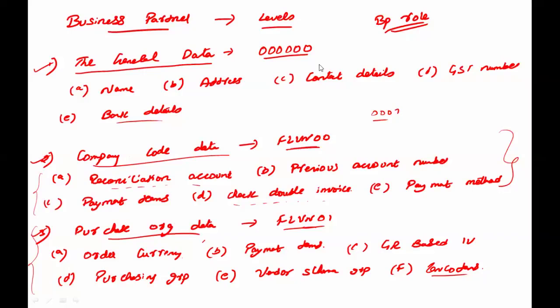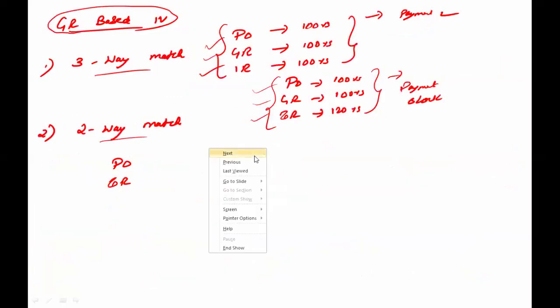Okay. So let me move forward. Now we discussed what the different types of levels of business partner are. We also discussed the GR-based invoice verification. GR is nothing but goods receipt.